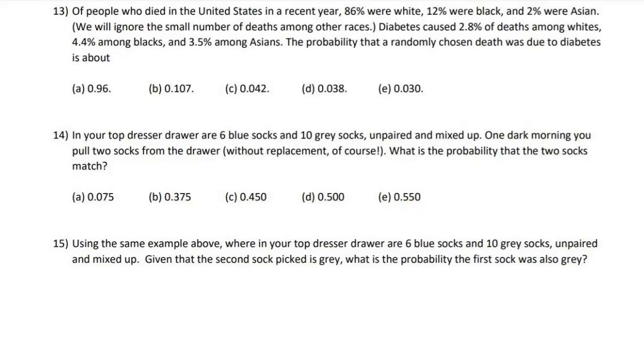Number 14: in your top dresser drawer are 6 blue socks and 10 gray socks, unpaired and mixed up. One dark morning, you pull 2 socks from the drawer without replacement, of course. You pull one sock out, put it on, pull the other sock out, put it on. It's dark, you don't care if they match. What is the probability that the 2 socks match?